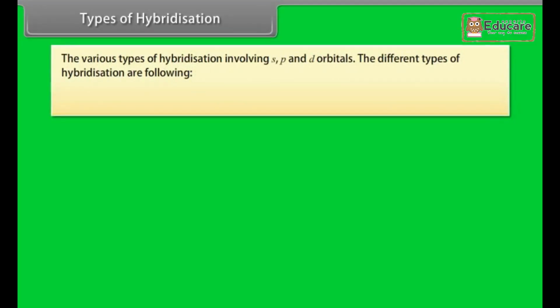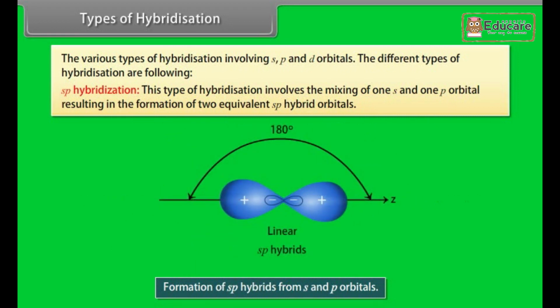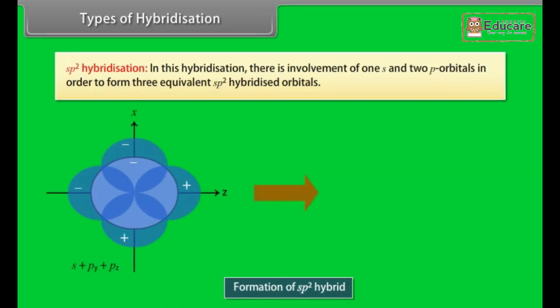Types of hybridization. The various types of hybridization involving s, p and d orbitals. The different types of hybridization are following. sp hybridization. This type of hybridization involves the mixing of one s and one p orbital, resulting in the formation of two equivalent sp hybrid orbitals. sp2 hybridization.